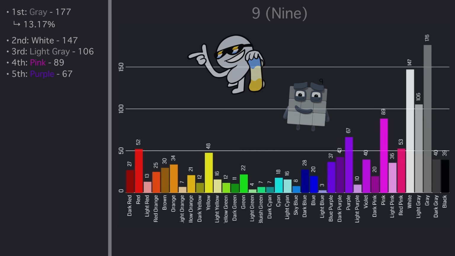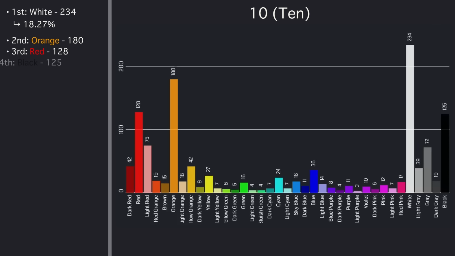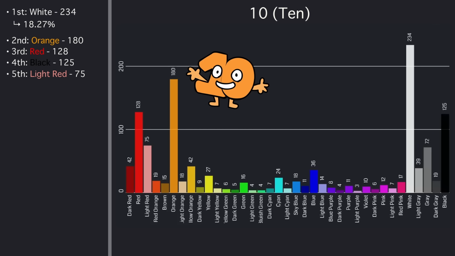The last number I'm going to show in this graph format is the number 10, because it was the last number that had a distinct option on the form, winning with white. As per usual, the BFDI crew comes in second with orange. There was a decently sizable drop in submissions from 9 to 10, as a lot of people abstained because they didn't consider 10 to have its own color, it would just take on the colors of 1 and 0 instead.